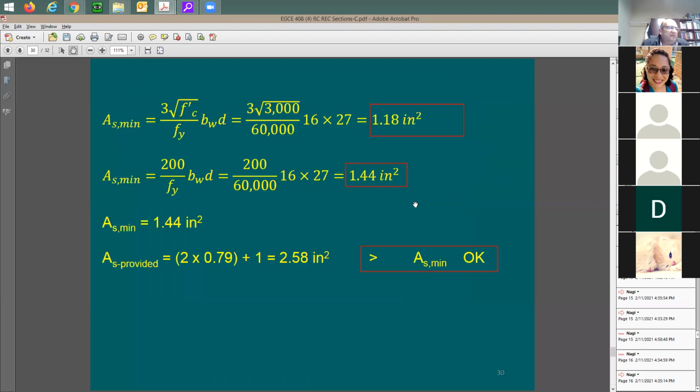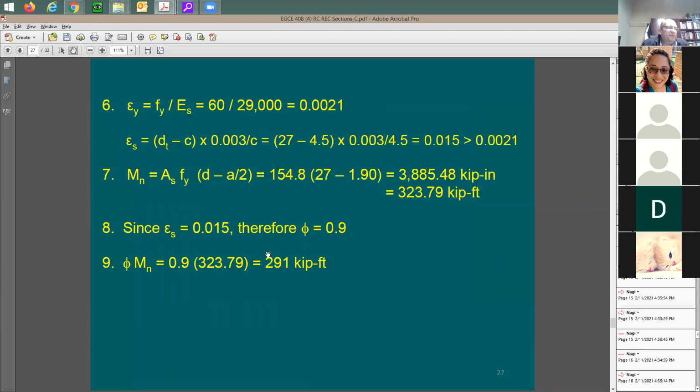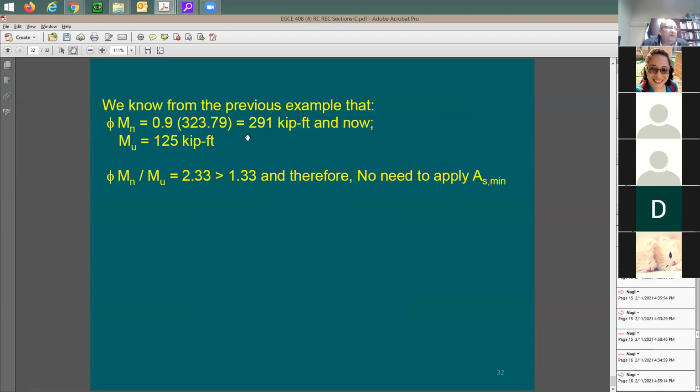I'm going to go back here. 291, right? Okay, foot. The applied moment is how much? Ultimate moment, 125. Which means I have lots of capacity compared to the demand. Look at this, 291 divided by 125 is going to be 2.33. Which means I'm over in value than 1.33.